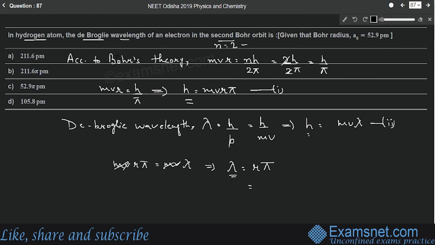So what is r? R is the radius, and r will be equal to 52.9 n square by z picometer. N is the number of orbit that we are talking about. So here it is second orbit, that means it will be 52.9 into 2 square divided by atomic number. So atomic number of hydrogen is 1. So 52.9 into 4 will be, on calculating it, we will get 211.6. Okay, so here we'll get 211.6 pi picometer. So which option should be the correct one? Option number B will be the correct answer.